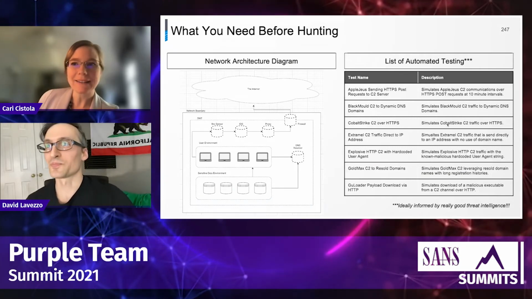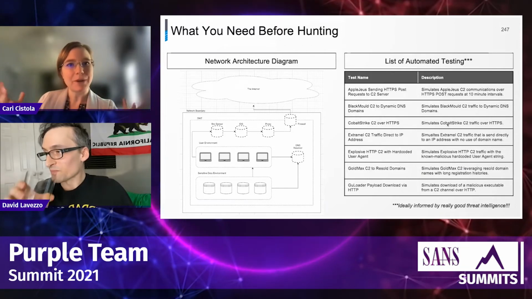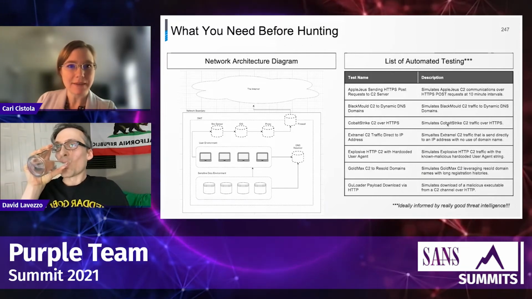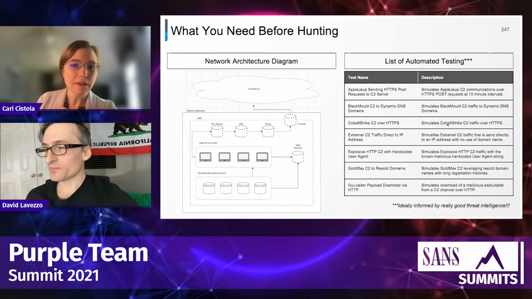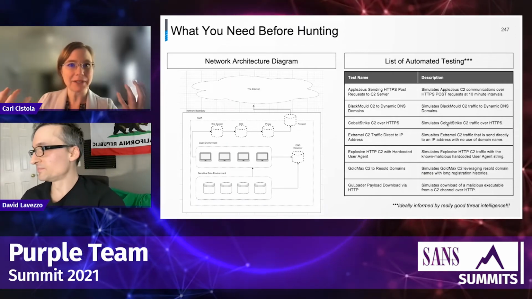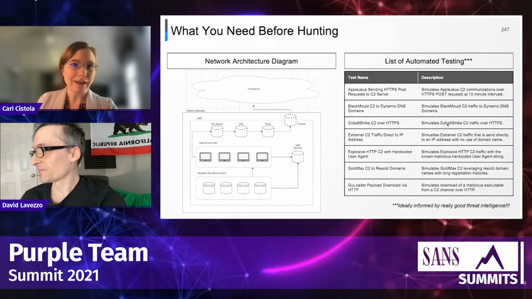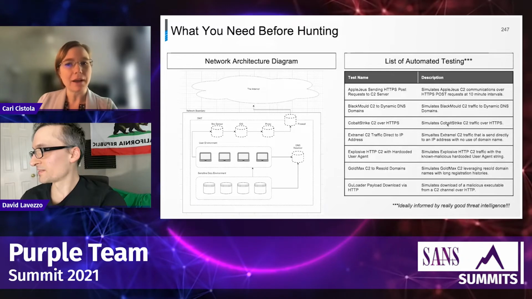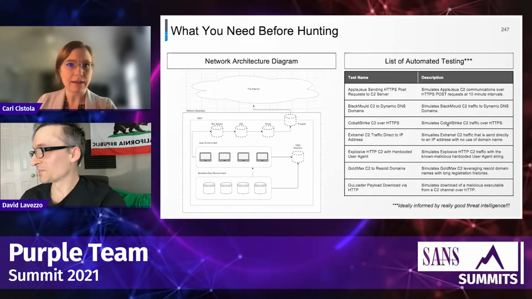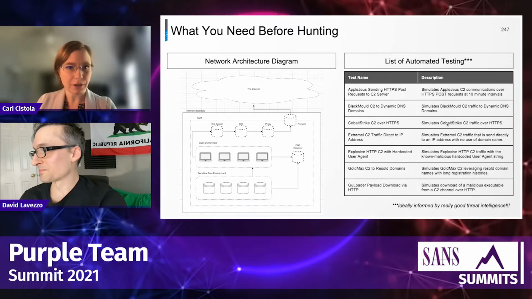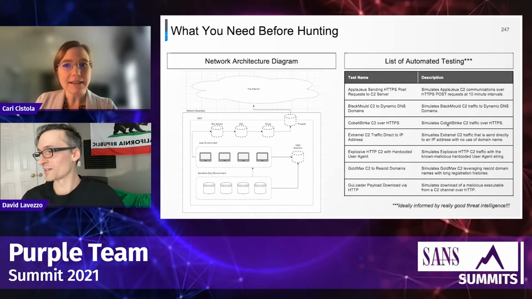Awesome. So in practice, you need a couple things before you start hunting to make this work. The first is to understand your network architecture. What you want to understand is where all of your detective and preventative controls sit relative to one another, because it'll help you interpret the testing that your security chaos engineering team is doing.